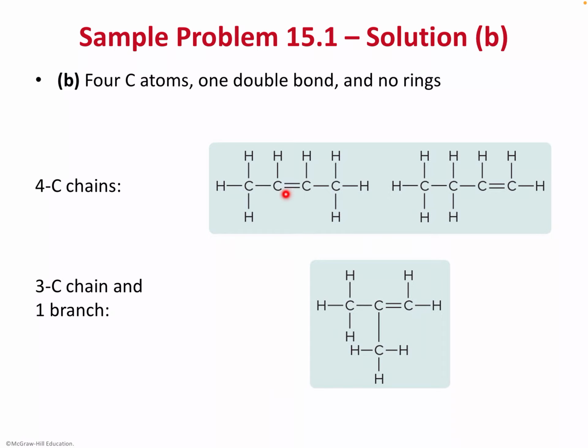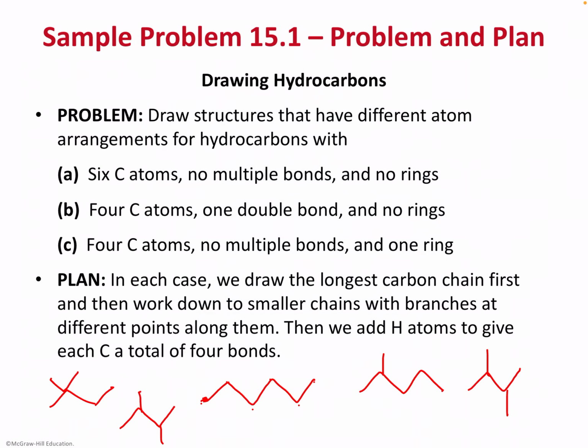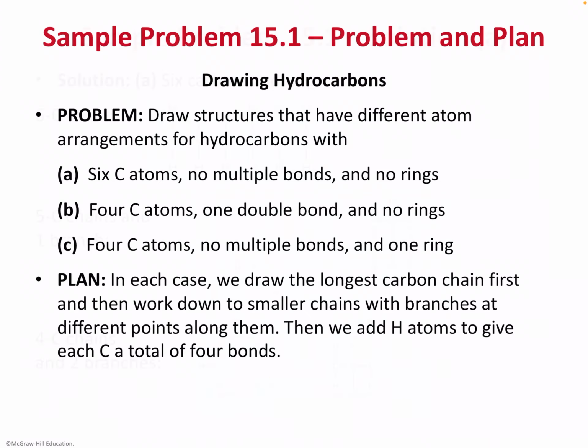So this is the double bond in the center, and then you can put a double bond at the end. That's a different one. That's with 4 carbons, and then you can have a 3 carbon chain and 1 branch. So 1, 2, 3 with a branch. So those are the possibilities for 4 carbons, 1 double bond and no ring. And then the next one, 4 carbons, no multiple bonds and 1 ring.